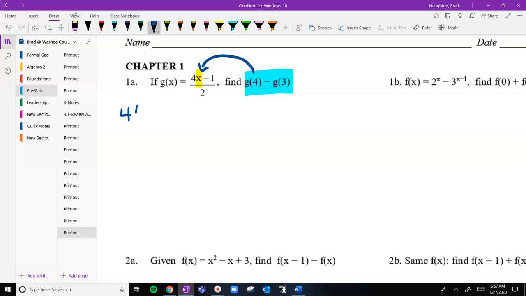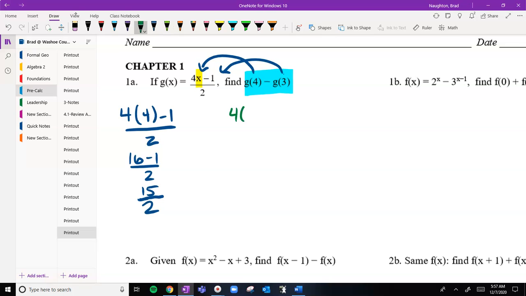So we're going to get 4 times 4 minus 1 divided by 2. So that's going to give me 16 minus 1 over 2, and that's going to be 15 halves. And I'm going to leave this as 15 halves for now. I'm not going to worry about making it a decimal or anything until I know what the 3 is going to do.